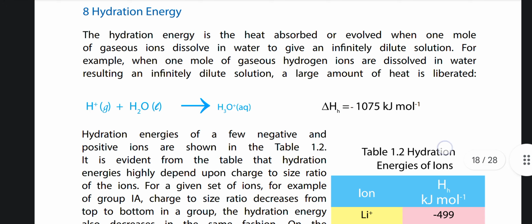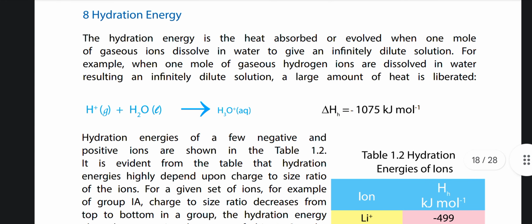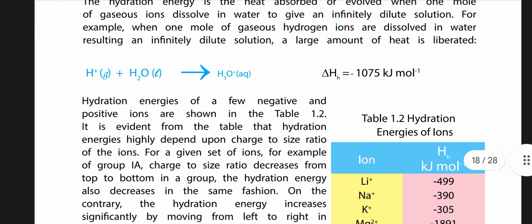8. Hydration energy. The hydration energy is the heat absorbed or evolved when 1 mole of gaseous ions dissolves in water to give an infinitely dilute solution. For example, when 1 mole of gaseous hydrogen ions is dissolved in water, resulting in an infinitely dilute solution, a large amount of heat is liberated. H+ plus H2O gives H3O+, the hydronium ion, and the delta H is -1075 kilojoules per mole.